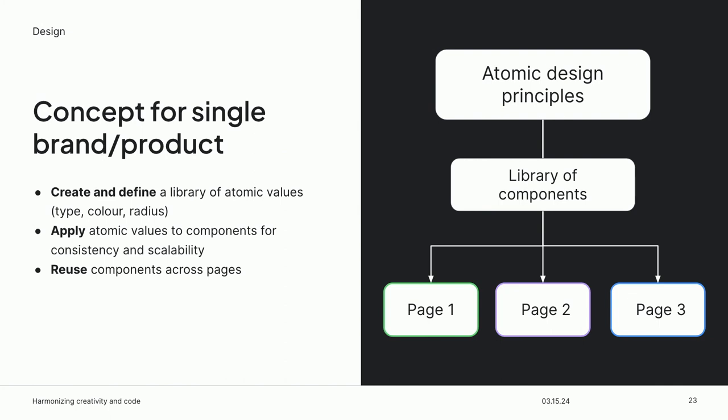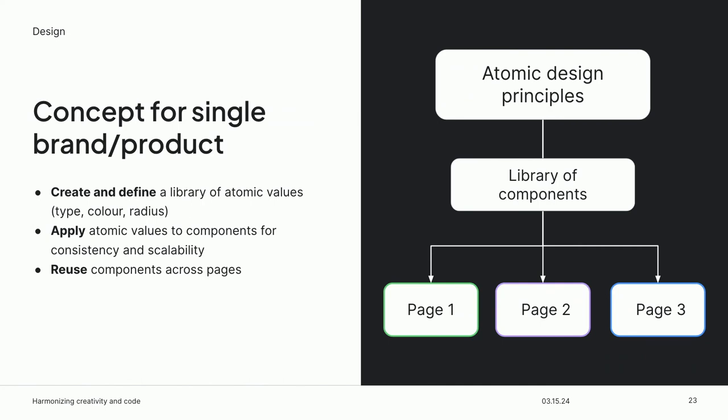So a really high-level overview of what that would look like for a brand or maybe a product is to create and define a library of atomic design principles, which I'll get into in a second, and then apply those values to your library of components that you can easily scale and create consistency with, and then reuse those components across page one, page two, page three, etc.